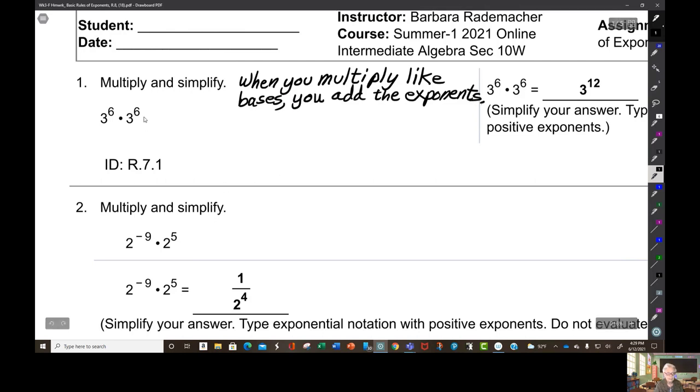All right. You don't add the bases. You don't multiply the bases. You just write the base once, and then you add the exponents. And there you go, 3 to the 12.